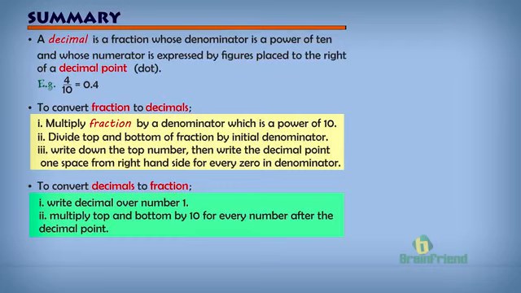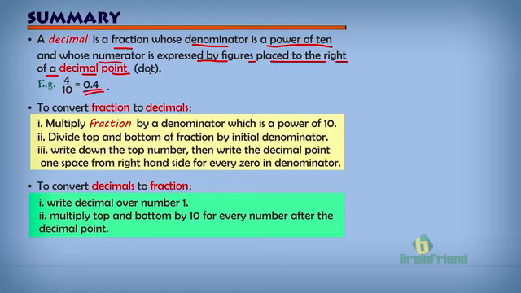We also learned about decimals. We said the decimal is another form in which a fraction can exist. The decimal form of a fraction has its denominator as a power of 10, and it is expressed by figures placed to the right of a decimal point, that is a dot. We learned that 4 over 10 can be rewritten in decimal form as 0.4.